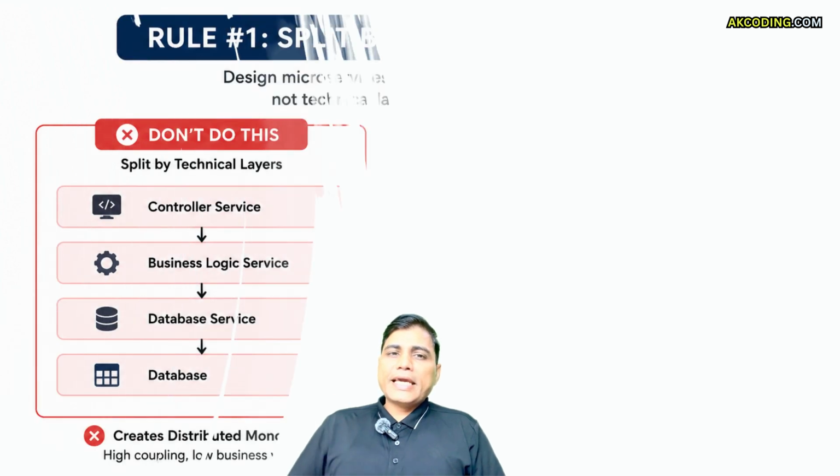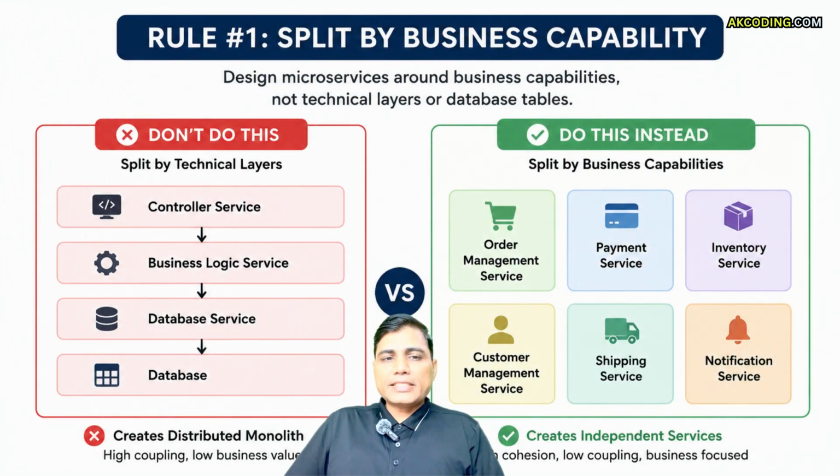Rule number one is split by business capabilities. Let's suppose you have an e-commerce system: order management, payment processing, inventory management, shipping, customer management. These are the business capabilities. It is not like controller, repository, databases, validation. These are not business capabilities.